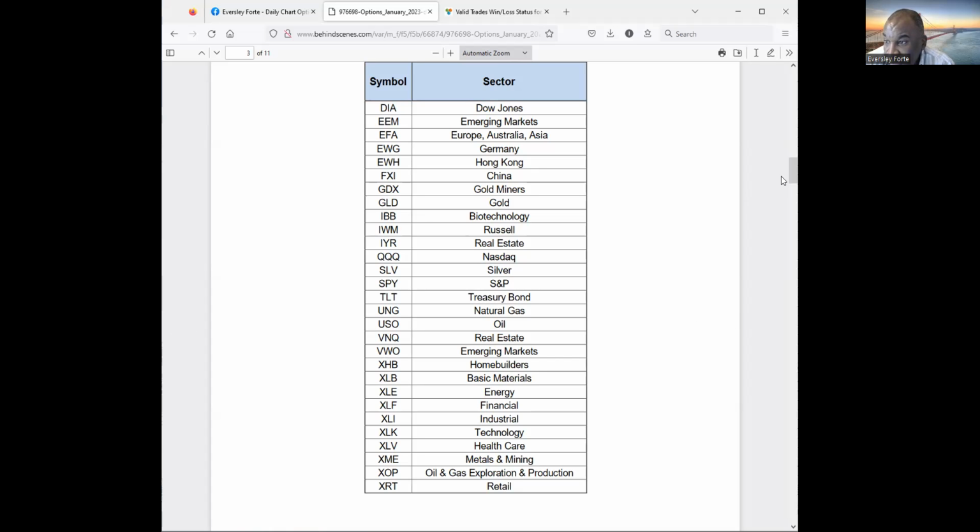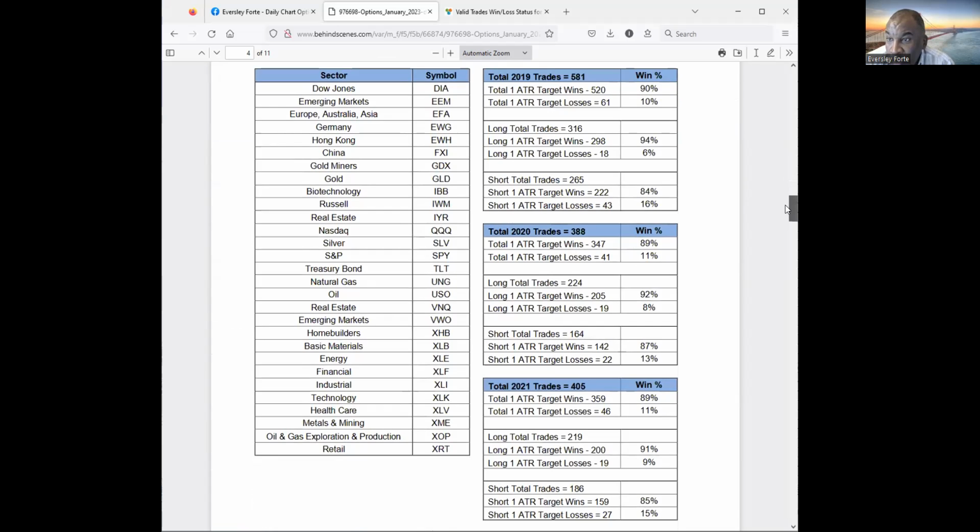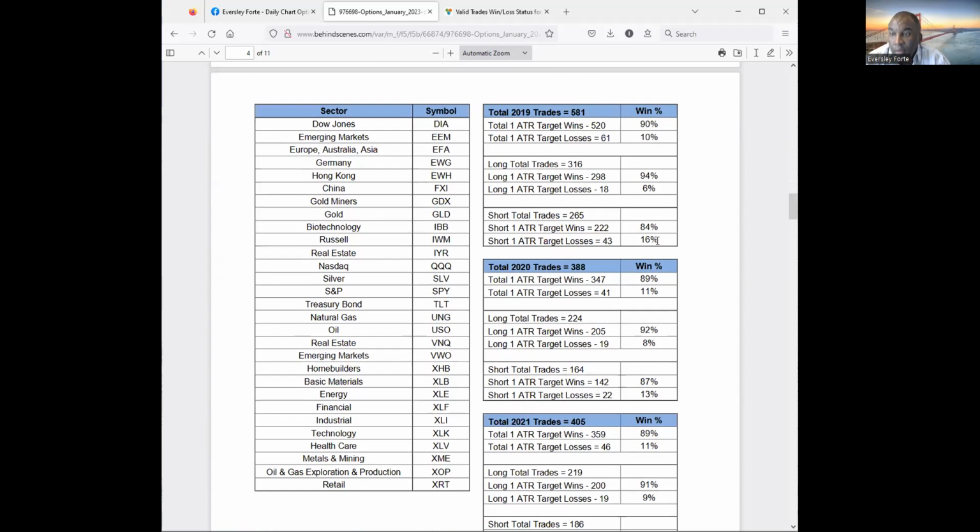So once again, here are the sectors. And here's how we know what to trade. I asked Becky to put this together for me to share with the group, so you have a feeling for what type of win and loss percentage we see over time.